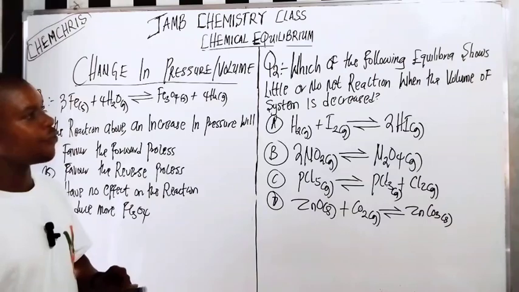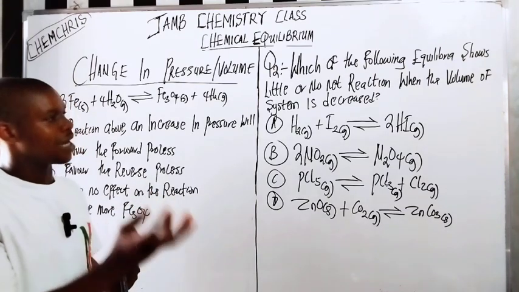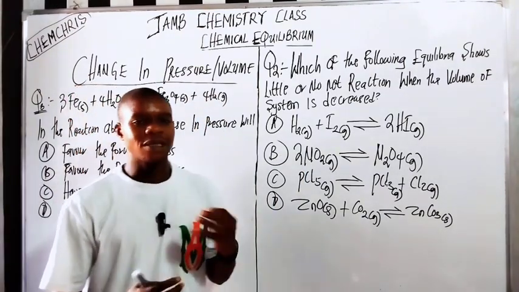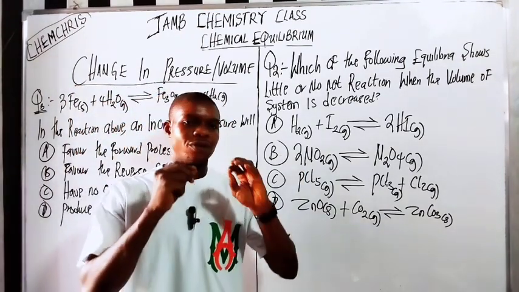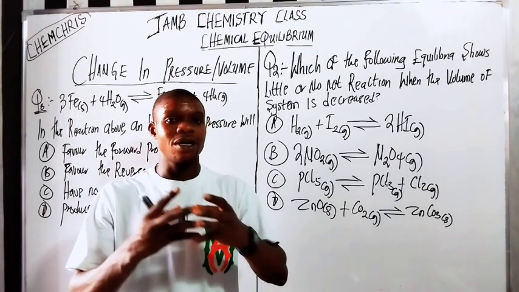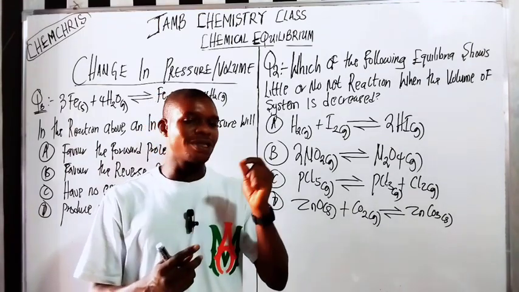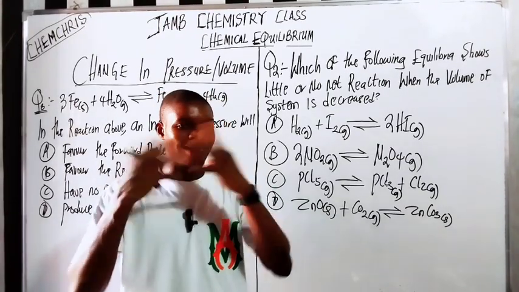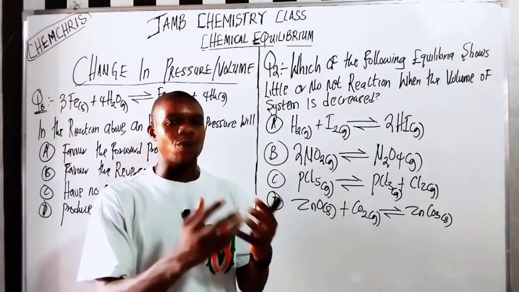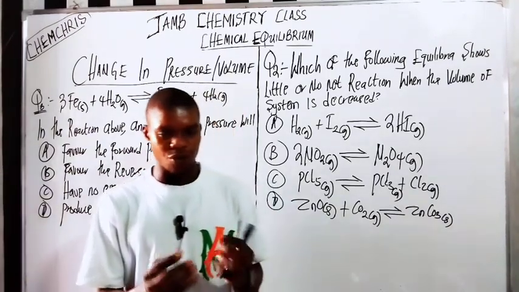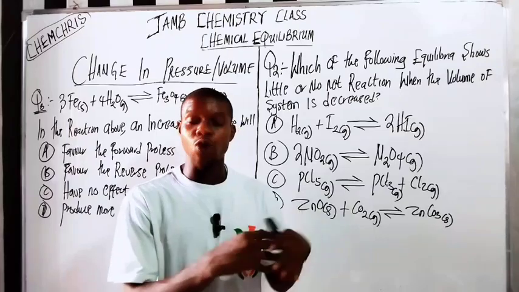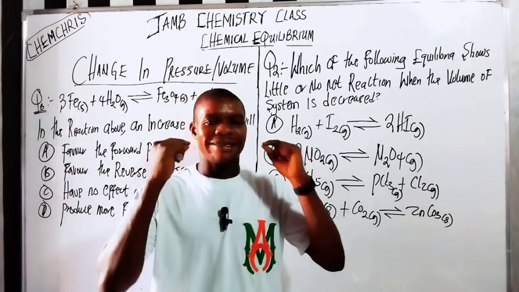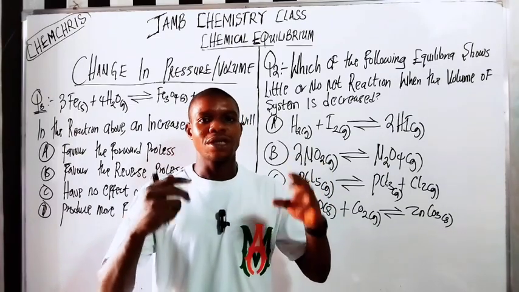So which of the following equilibrium shows no net reaction when the volume of the system is decreased? You understand? So when the reaction does not show a net reaction when volume is decreased, it means that the moles are the same, the moles of the gases are the same. So when the equilibrium state does not show any sign at all, or no net reaction, when either pressure or volume is being increased or decreased, that is, the reaction has equal moles of gases.